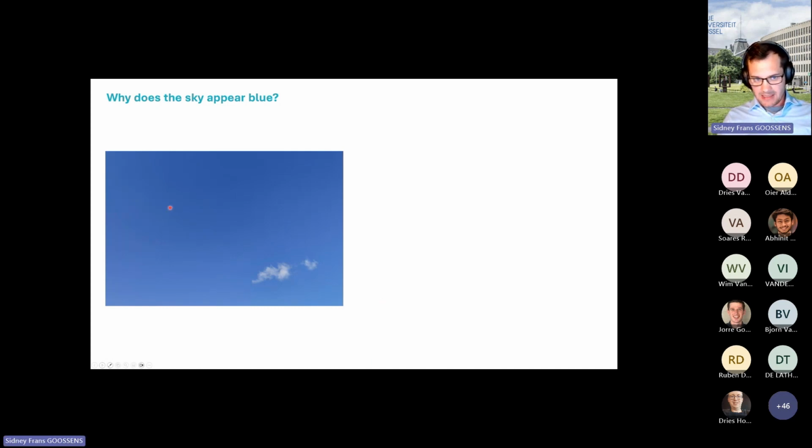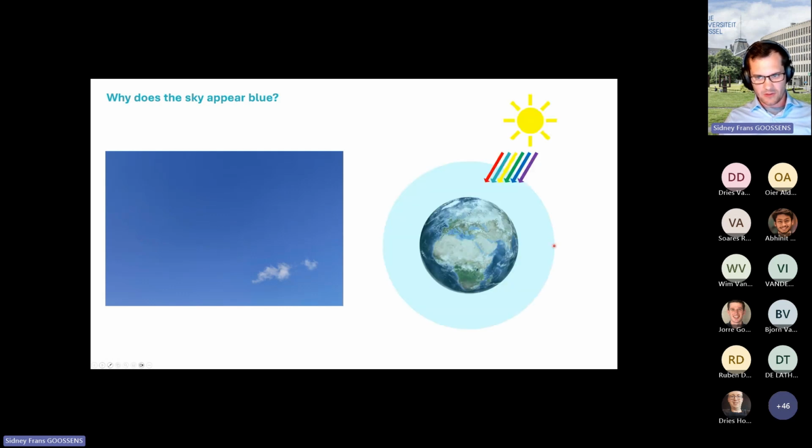And that is the case because of a phenomenon called scattering. So scattering occurs when you have particles in the medium where the light is propagating that are of the same size as the wavelength of the light. That light will interact with those particles and will be scattered.